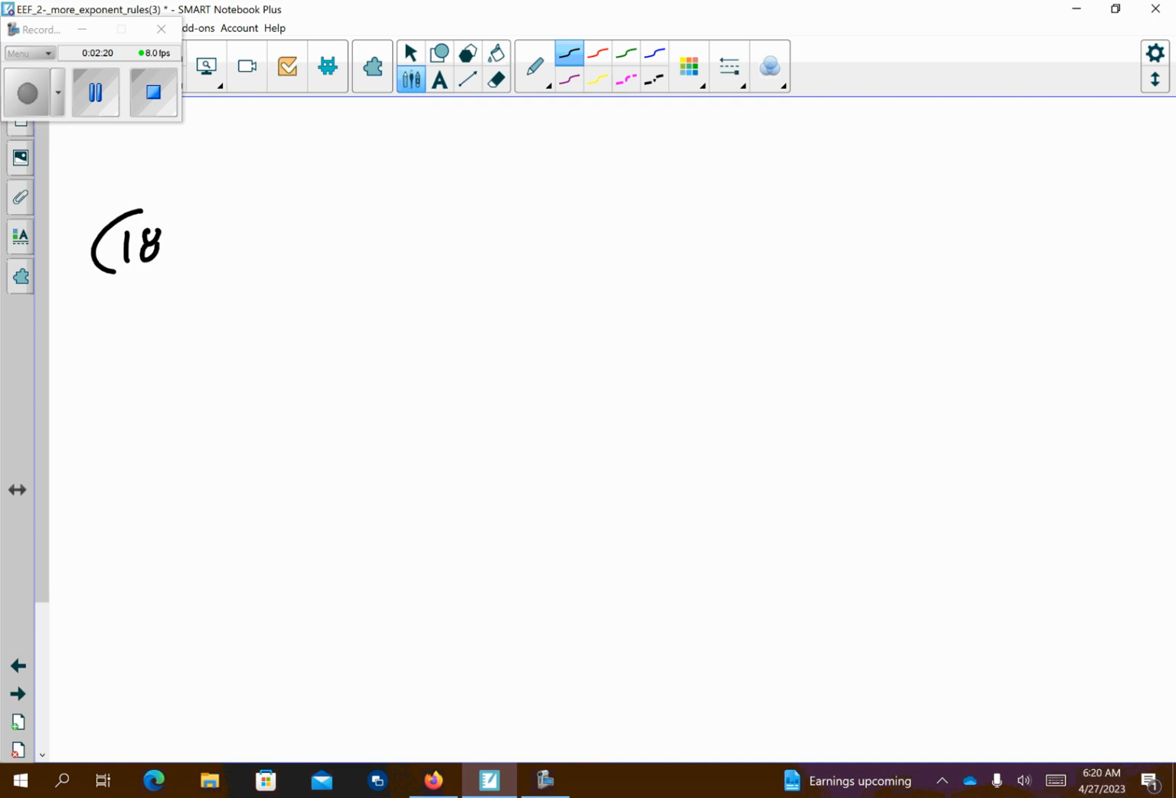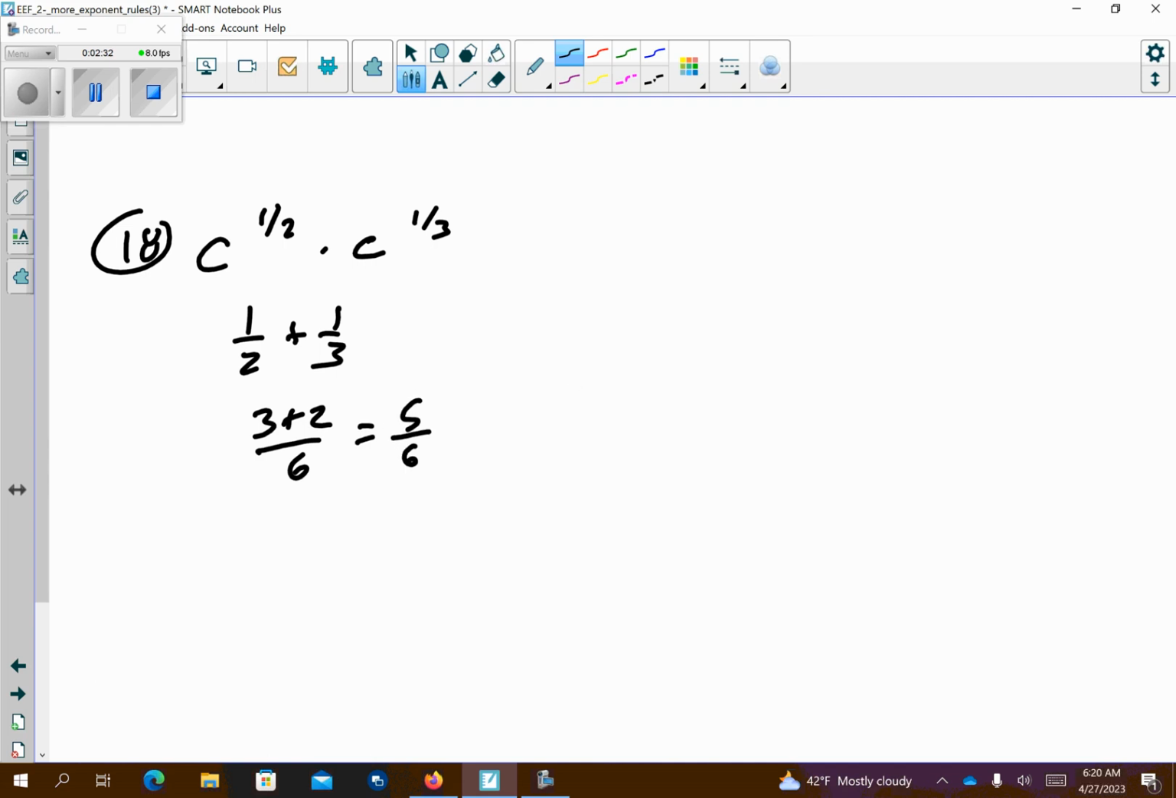And number 18, I get c raised to the 1/2 power. Yeah, an exponent could be a fraction. So that means I add the exponents. So that's going to give me 3 plus 2 over 6, which is 5 over 6. So my answer is c to the 5/6 power.